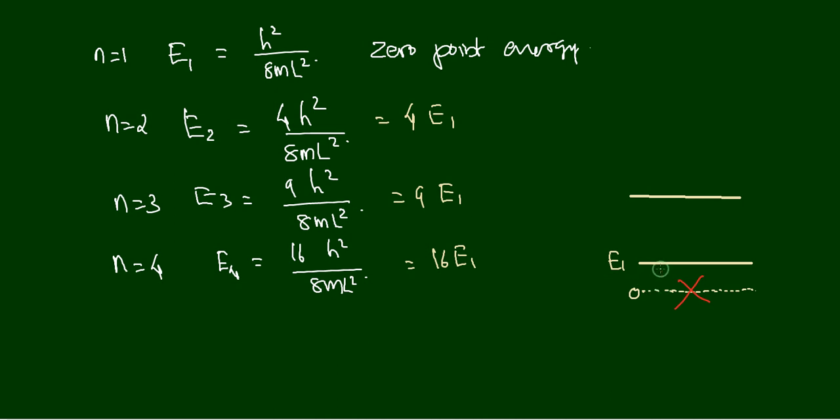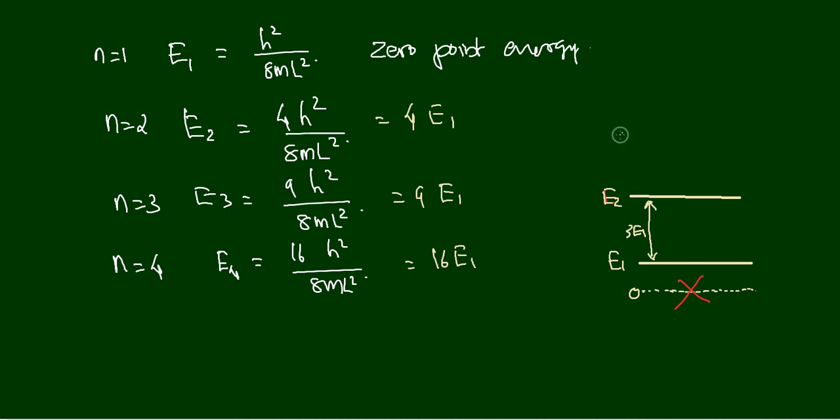This is the height of E1. And E2 is here. What is the height of E2? The height of E2 is 4 times E1. So this is 4 times E1 from here to here. This is E1, and this is 4 times E1. So the difference between them is 4 E1 minus E1, which is 3 E1. Right? This is the difference.